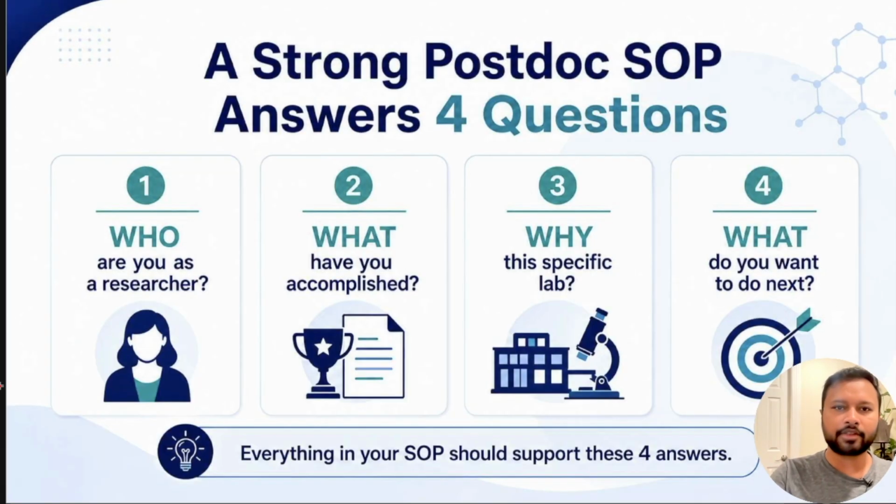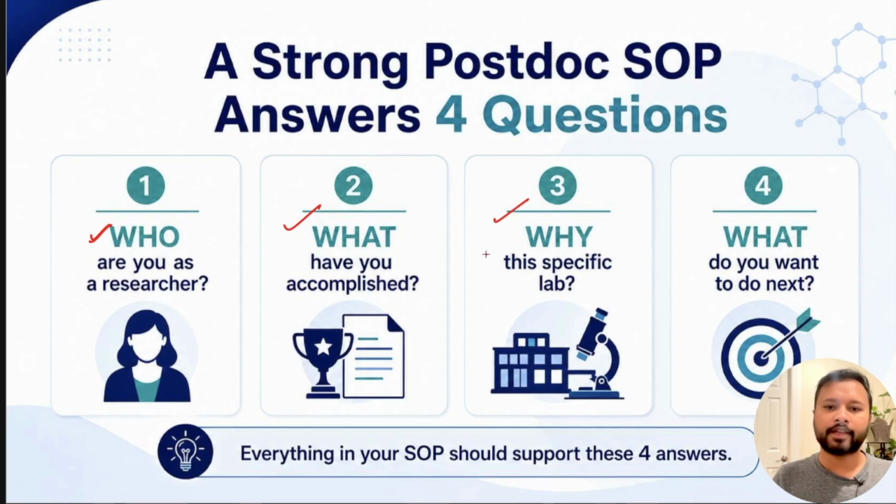All right, so first of all, the most important thing in a statement of purpose is to answer four questions. The first thing is who. You have to answer who you are as a researcher. You have to introduce yourself or tell about yourself, because when the other person is reading your statement of purpose, they should get to know where you are coming from and what things you are bringing. Then the second thing is what you have accomplished: your PhD, your degrees, your certificates, all those things in short.